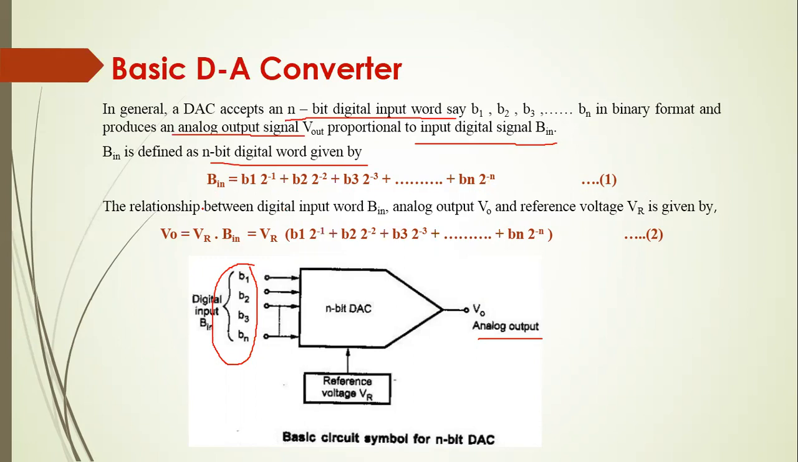With respect to the reference voltage, the relation between the digital input, the analog output and the reference voltage is given as V0 equal to VR into D. Here generally the reference voltage is considered to be 5 volts. So by multiplying by 5, depending upon the binary input, you will get the final output voltage.